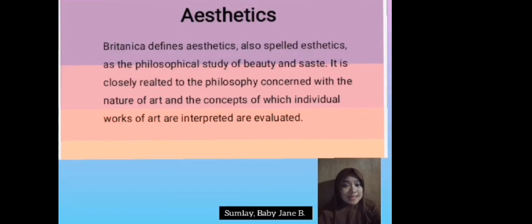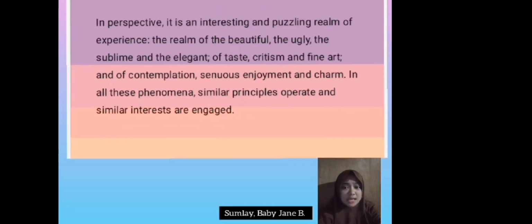Aesthetics, also spelled esthetics, is the philosophical study of beauty and taste. To define its subject matter more precisely is, however, immensely difficult. Indeed, it could be said that self-definition has been the major task of modern aesthetics. We are acquainted with an interesting and puzzling realm of experience, the realm of the beautiful, the ugly, the sublime, and the elegant, of taste, criticism, and fine art, and of contemplation, sensuous enjoyment, and charm. In all these phenomena, we believe that similar principles are operative and that similar interests are engaged.